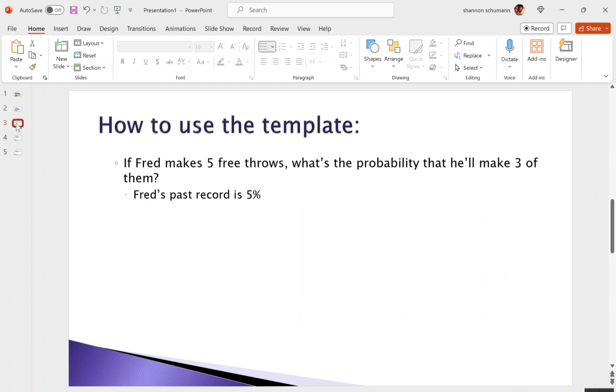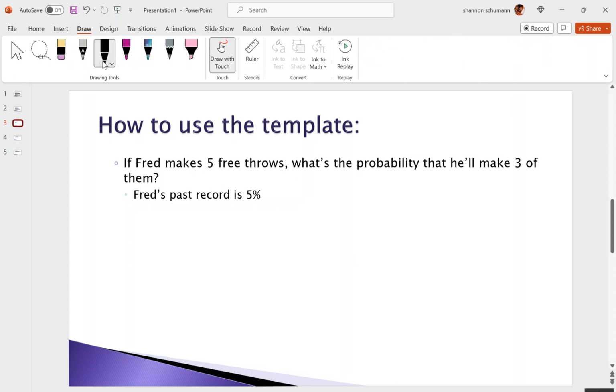So let's look at the template that I've given you and how to use that. Let's look at Fred. He makes 5 free throws. We want the probability that he'll make 3 of them, and his past record is 5%. He typically makes 5% of his free throws. Okay. So he's making 5 shots. N equals 5. His past record is 5%.